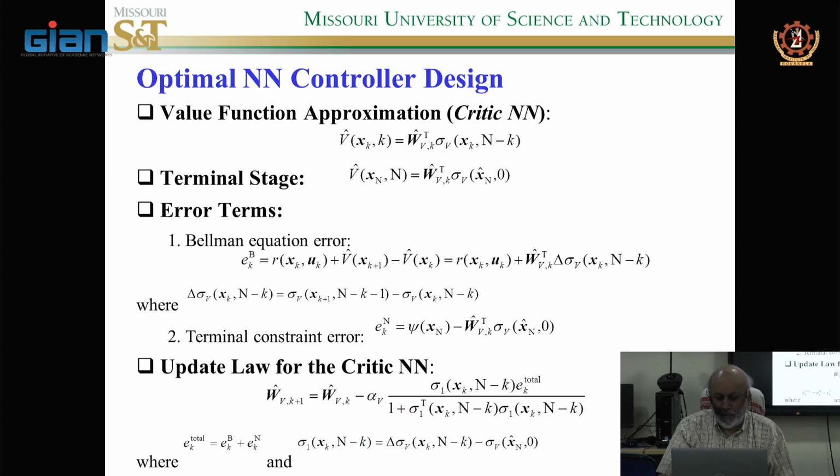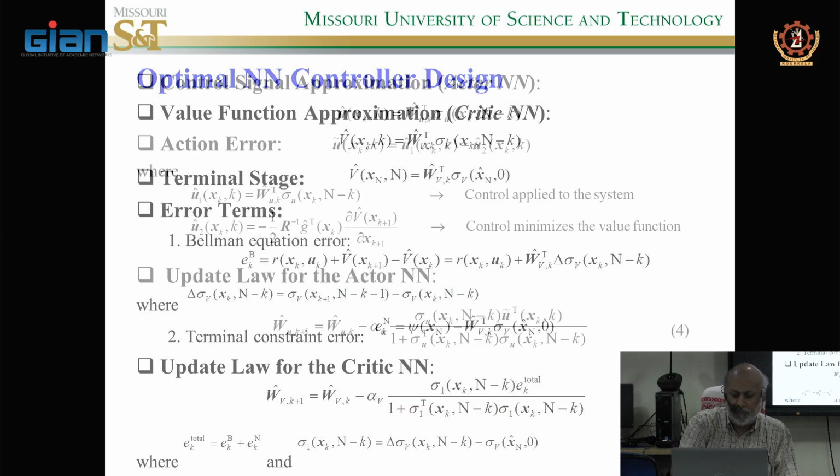So I do the terminal constraint error and then I use the total error to tune the critique weights. Now who told you those update laws? It comes out from the Lyapunov stability. Understand that? That takes a lot of time, so we are skipping all that stuff.